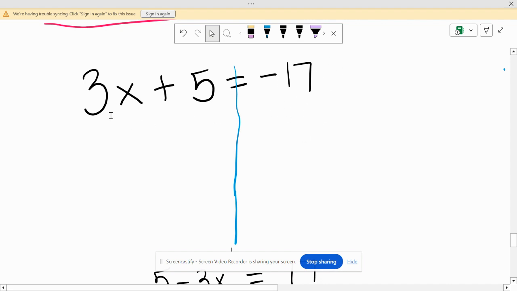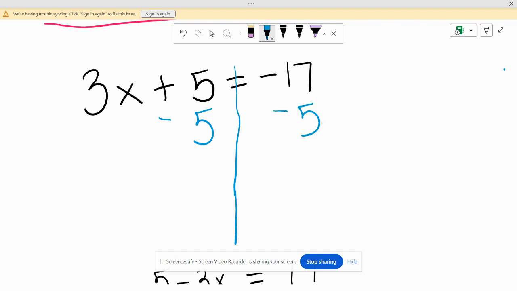So to do that, I need to find a way to eliminate this 5 over here. How can I get rid of the 5 on the left side? So I'm noticing that this is a plus 5. That means it's a positive 5. So what is the opposite of positive 5? If you thought -5, then you're correct. So I am going to subtract 5 from both sides of this equation.